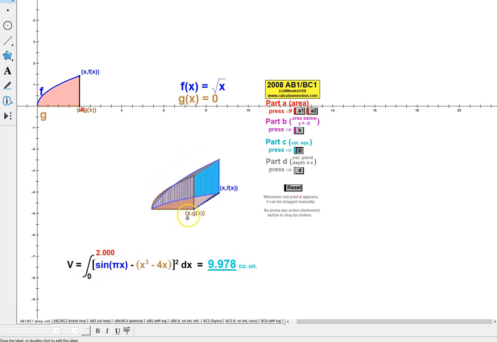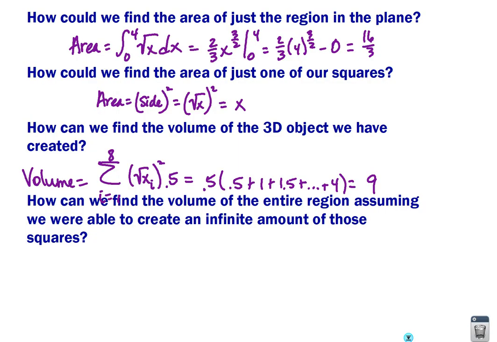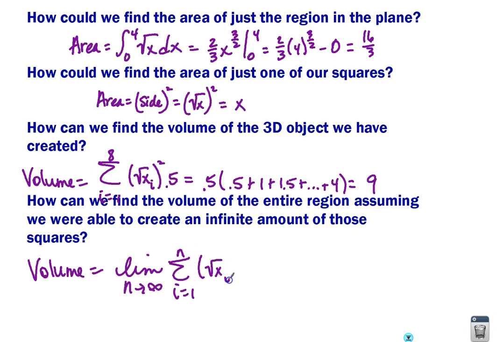This is the correct function that we want. So what we're trying to do is find the volume assuming that we were able to do this many squares. Well, I had 8 squares before. Now I want an infinite number of them. So that means I'm going to take the limit as n approaches infinity, sum from i equals 1 to n of square root of x sub i.